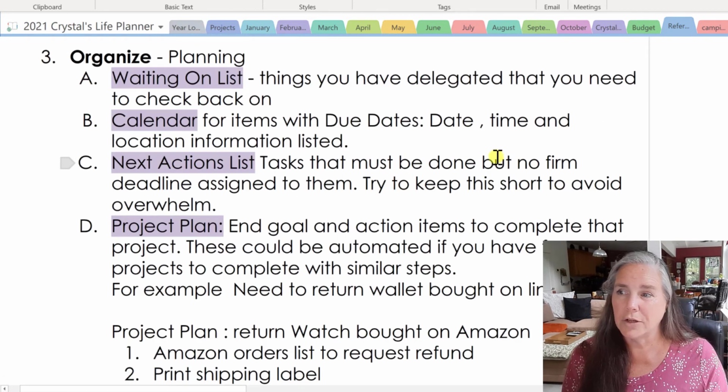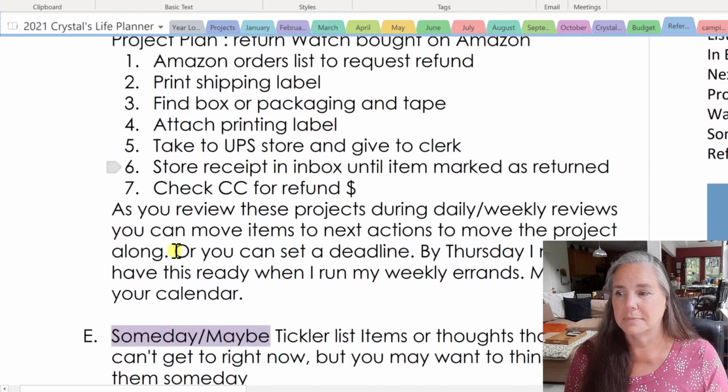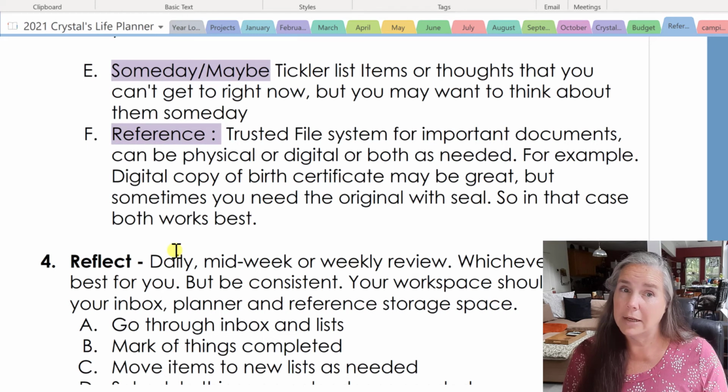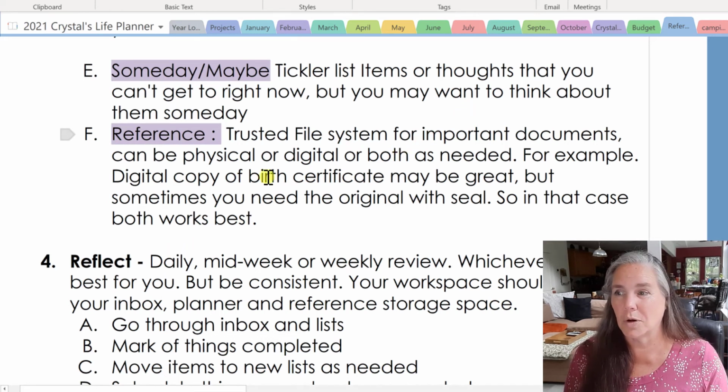When we come back over here to our organized outline, you see I have a waiting on list. I have a calendar, either in my weekly or my monthly year at a glance, or my Google Calendar. I have a next actions list. I have a project plan. I have a someday maybe list, and I have my reference section. Actually, I have an entire reference section in my OneNote notebook. In fact, we're sitting in my reference section right now. That's where I store all of my notes when I'm researching something new.